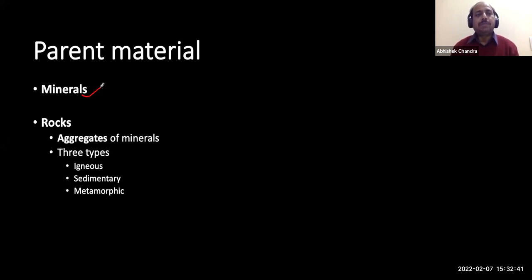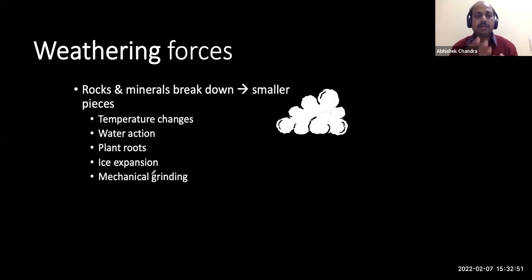So these minerals come with the parent rock material, which we have already discussed: igneous, sedimentary, and metamorphic. In weathering, rock and minerals break down, first with small pressure from temperature change.